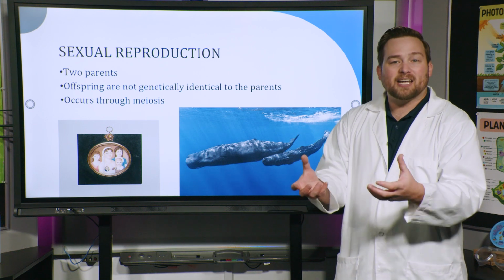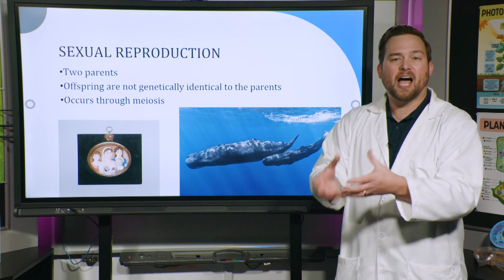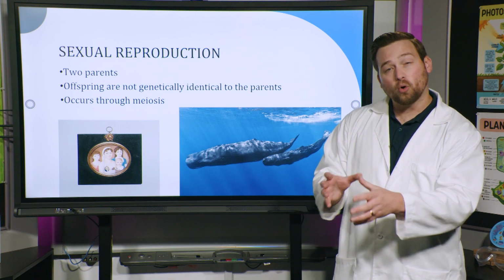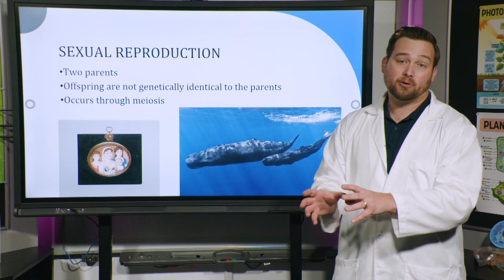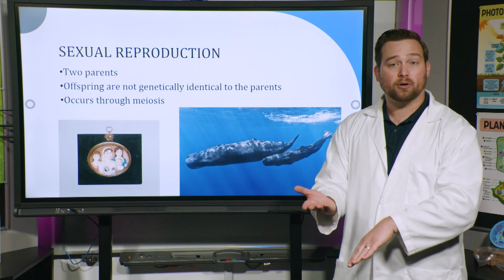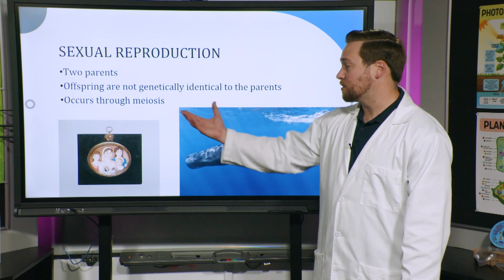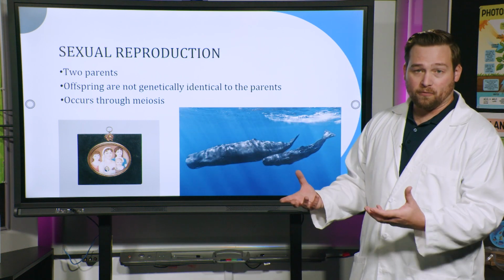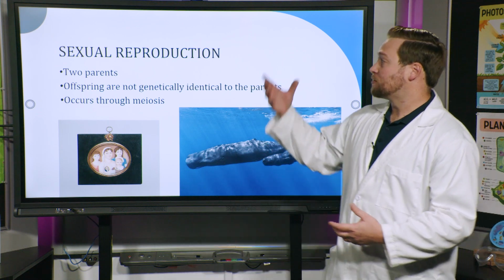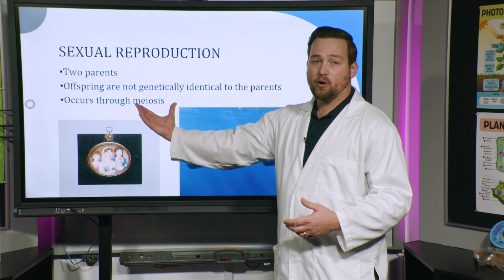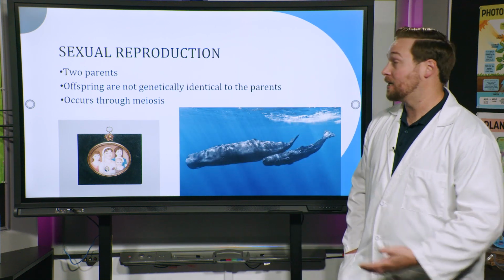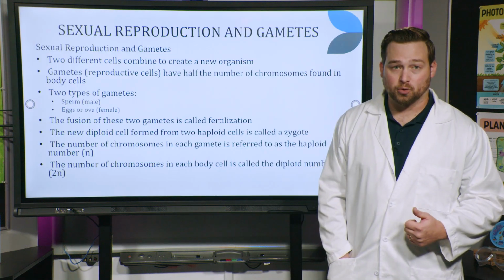It's kind of like taking a deck of cards and shuffling it. It's not going to be exactly the same. You're working with the same building blocks, but the exact order of the cards is not going to be the same anymore. And this occurs through meiosis. What we're talking about over the next couple of weeks is all going to revolve around meiosis, and this is what has to happen in order to reproduce sexually.